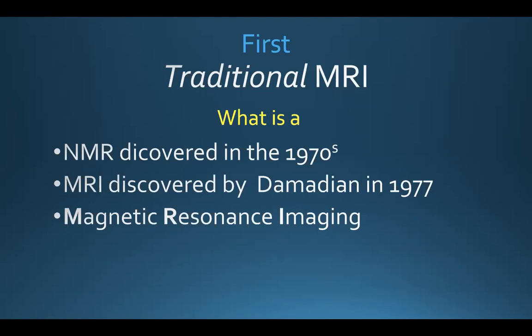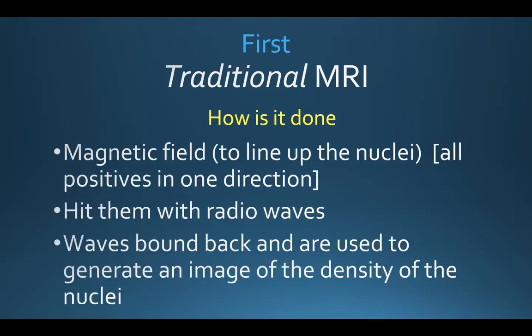In 1977, Damadian came and was the first one to be able to generate images using that, called magnetic resonance imaging, or MRI for short. So there's a magnet, there's something called resonance, and from the two you form an image. So how is it done? First, you put the head of the patient in a magnetic field, in a magnet.